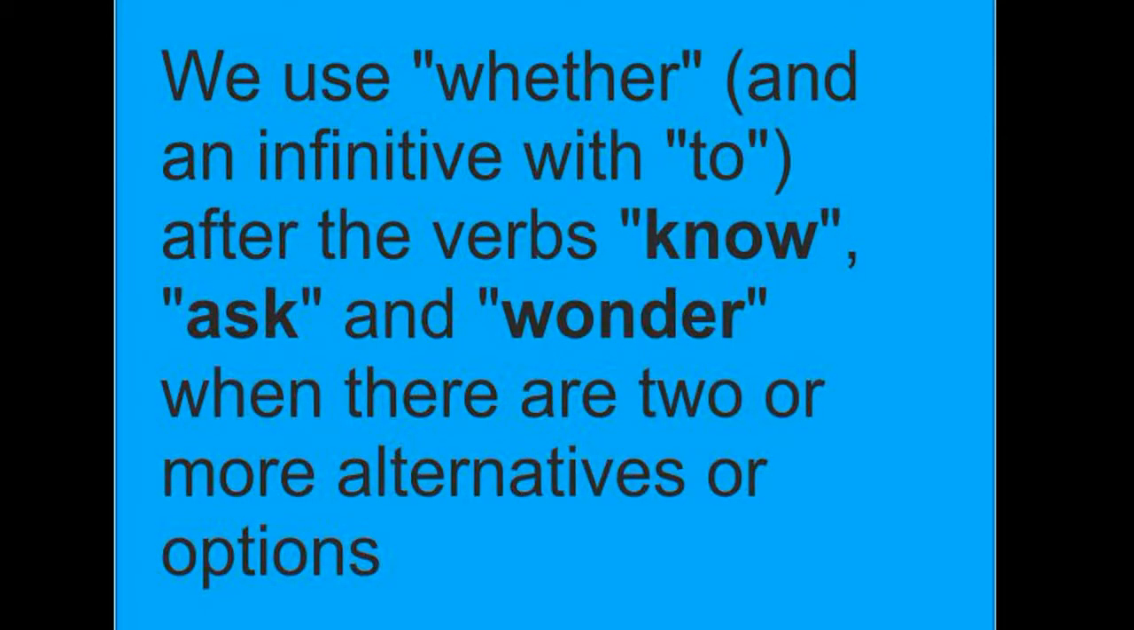We use whether and an infinitive with to after the verbs know, ask, wonder, when there are two or more alternatives or options. For example, I don't know whether to go to the cinema or whether to go to the theater. It is not always necessary to mention the second whether, so we could say the previous sentence like this: I don't know whether to go to the cinema or to the theater.